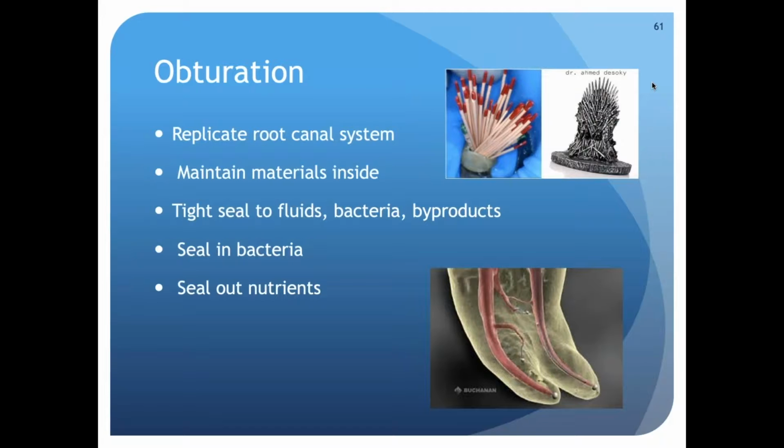So let's talk about obturation. With obturation, we're trying to replicate the root canal system and maintain materials inside. So kind of thinking about mummifying all the bacteria that we weren't able to kill. We want to get a tight seal to fluids, bacteria and byproducts. So we're sealing in any bacteria that we didn't kill, and we're sealing out any nutrients that could allow them to flourish.